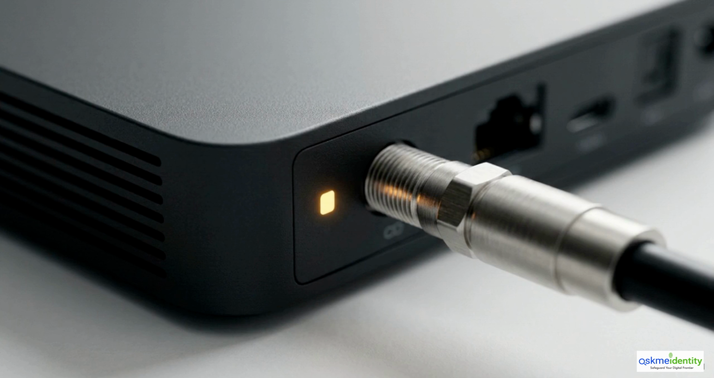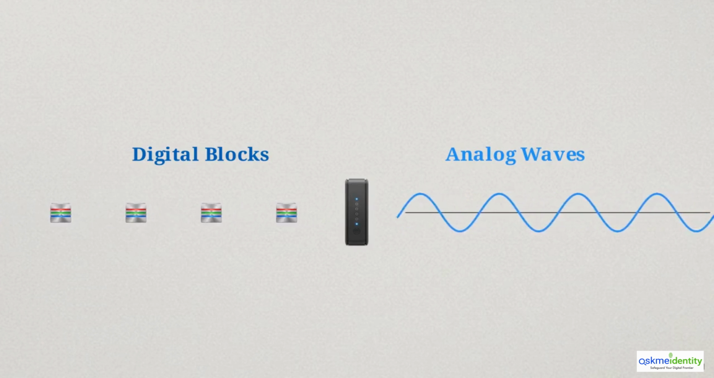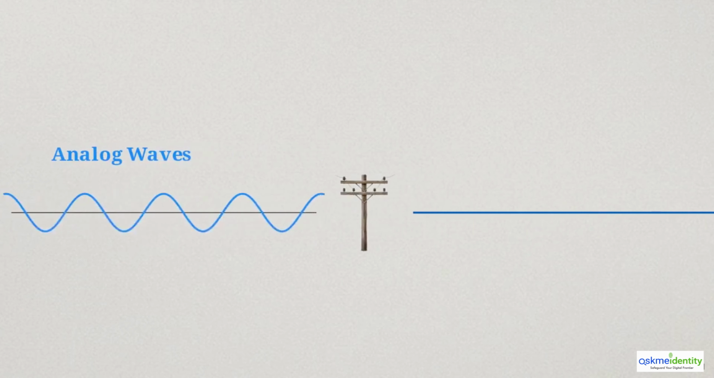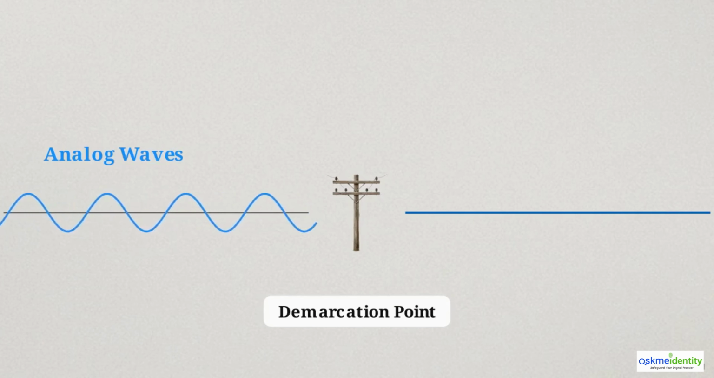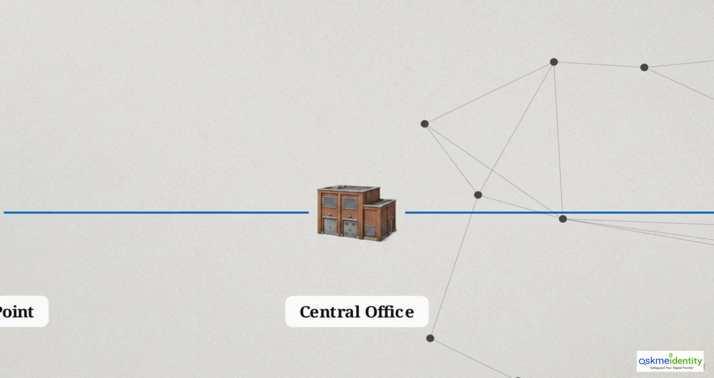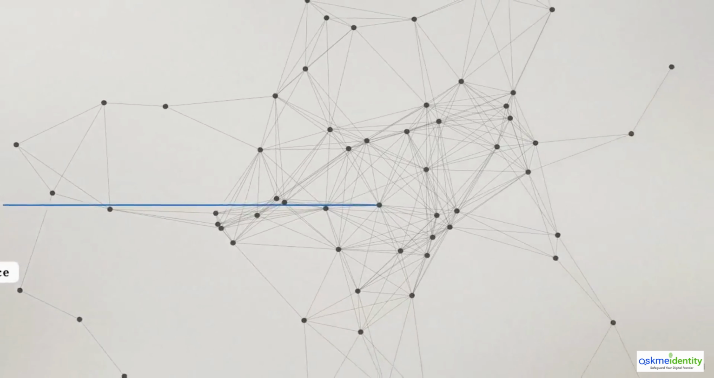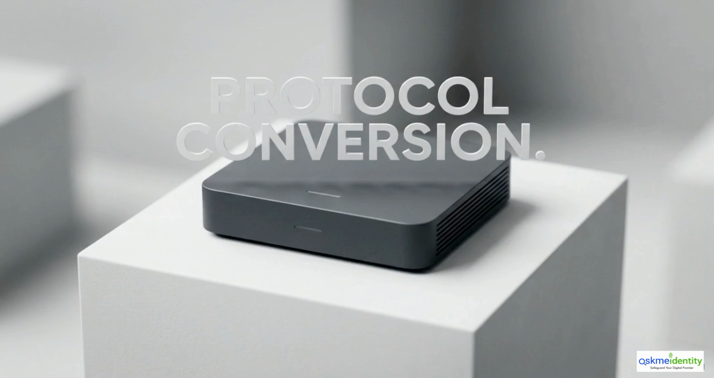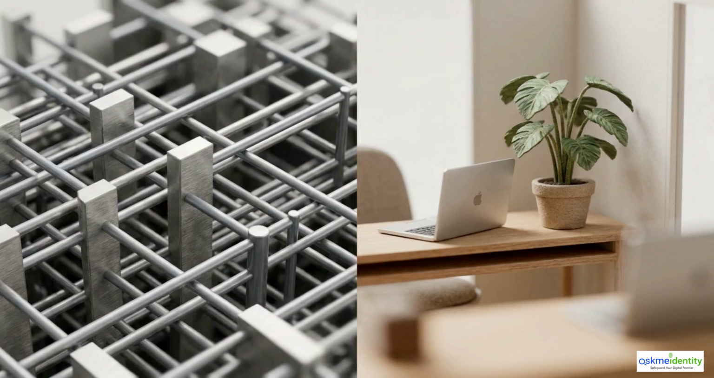Tracing backward, this signal leads to a neighborhood utility pole, the demarcation point. Further back is the central office, monitoring local traffic. Finally, it merges into the toll network's sprawling web of nodes. The modem acts as a dedicated translator. It takes the highly controlled architecture of your internet provider and turns it into a language your isolated home environment can process. Now that the signal is digital, we need to distribute it.